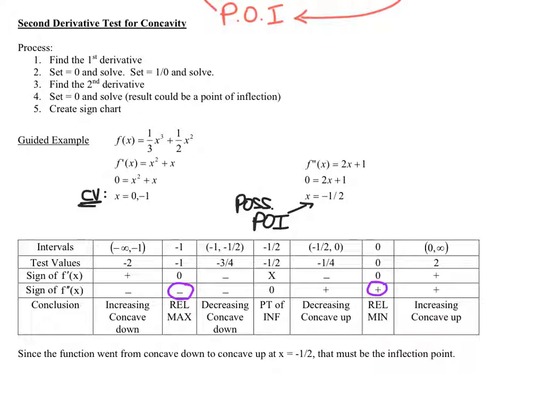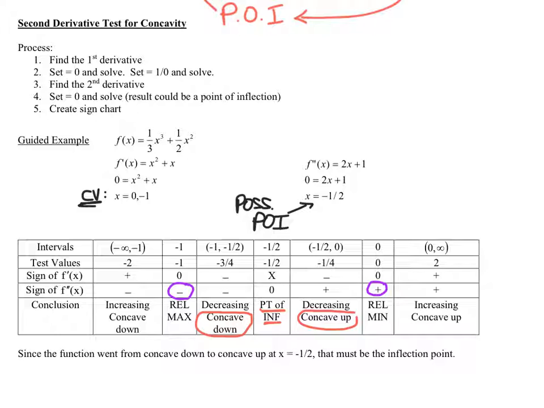But anyway, to the left and to the right, the second derivative goes from negative to positive. If I plug in a value smaller than negative 1/2, like negative 1, I get a negative number. Something bigger, I get a positive number. So it goes from concave down to concave up. That's what makes it a point of inflection, not because the second derivative is equal to 0, but because we're changing in concavity between down and up. So that gives us the point of inflection.